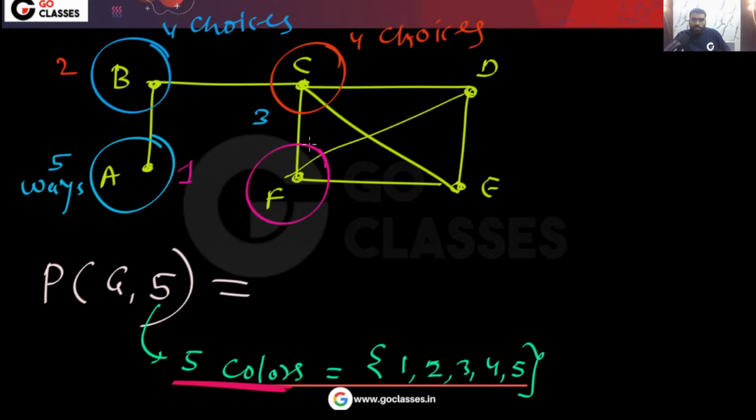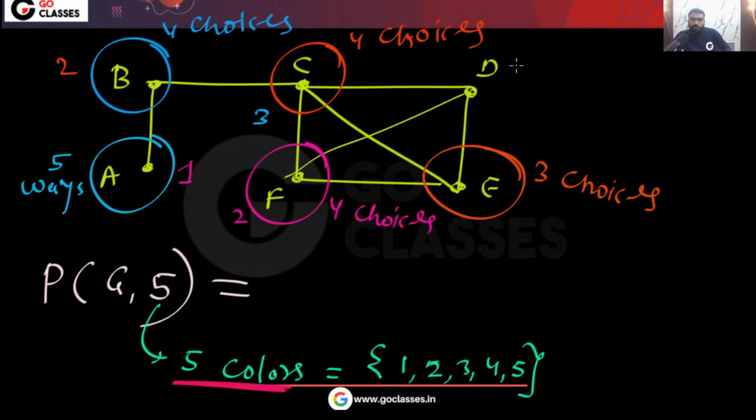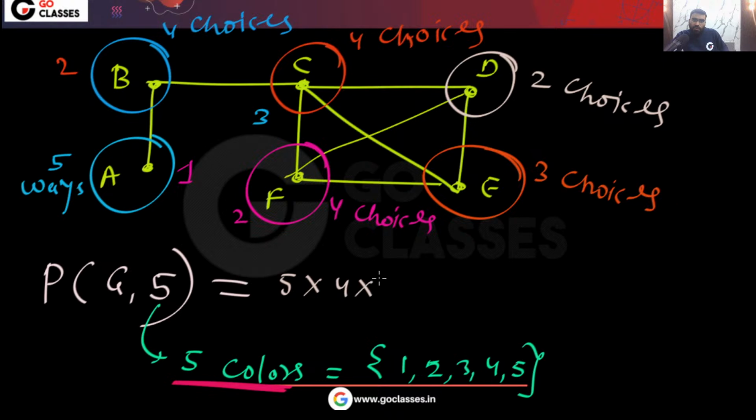Now, for this F, how many choices are there? Again there are 4 choices. I can give color number 2. For this, there are 3 choices. And finally, for this there are only 2 choices. So finally, what is the answer? That will be 5 into 4 into 4 into 4 into 3 into 2.